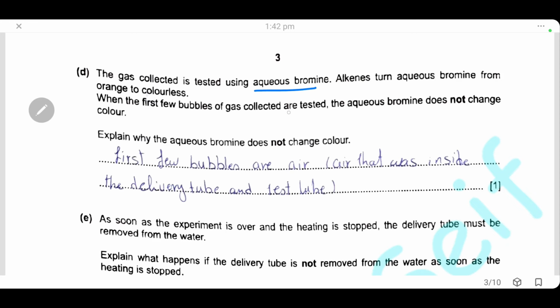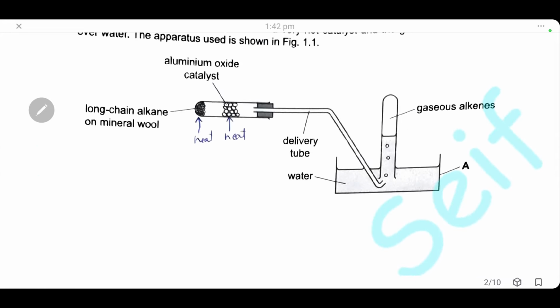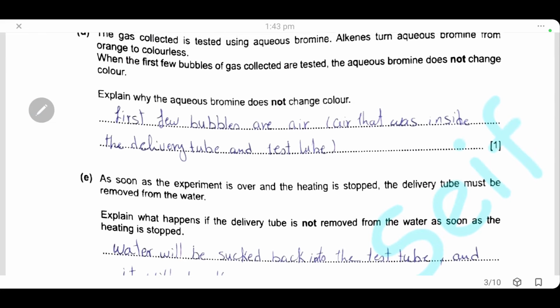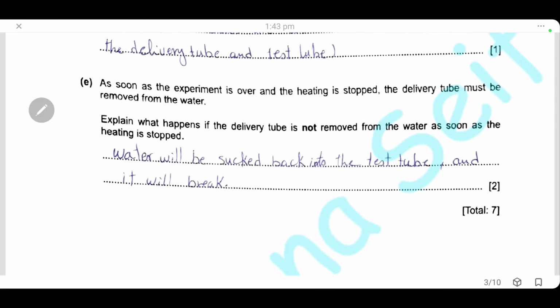That's why, because the first few bubbles are bubbles of air that were inside the delivery tube and the test tube. So let's refer back to the figure here. Here we have air inside the test tube and air inside the delivery tube. This air represents the first few bubbles collected. So of course air will not give a positive result with aqueous bromine. That's why the first few bubbles don't give any change in color. So your answer will be the first few bubbles were air. That air was inside the delivery tube and the test tube.